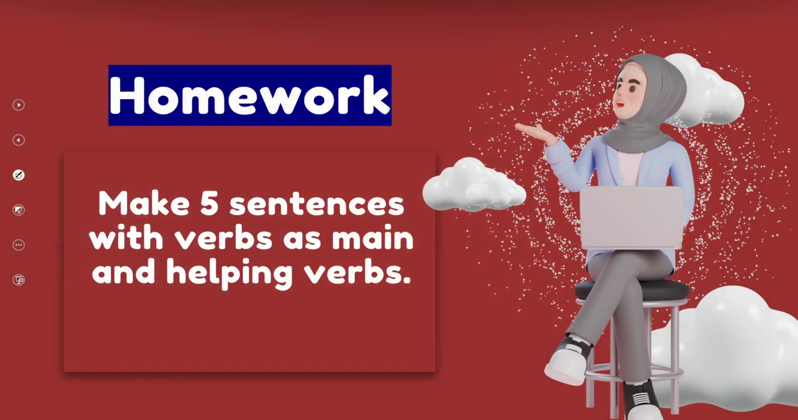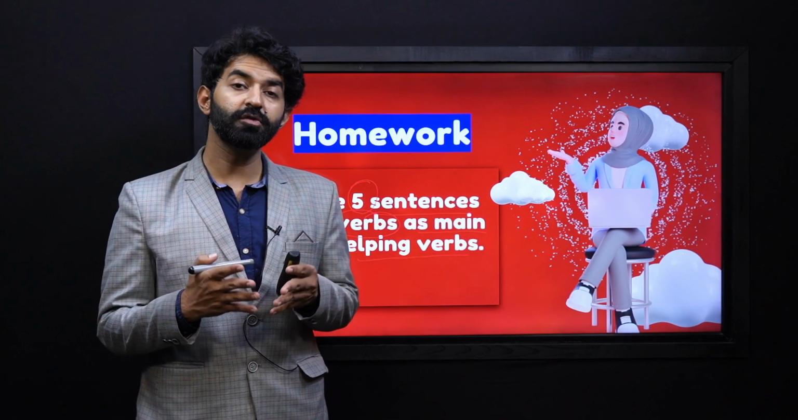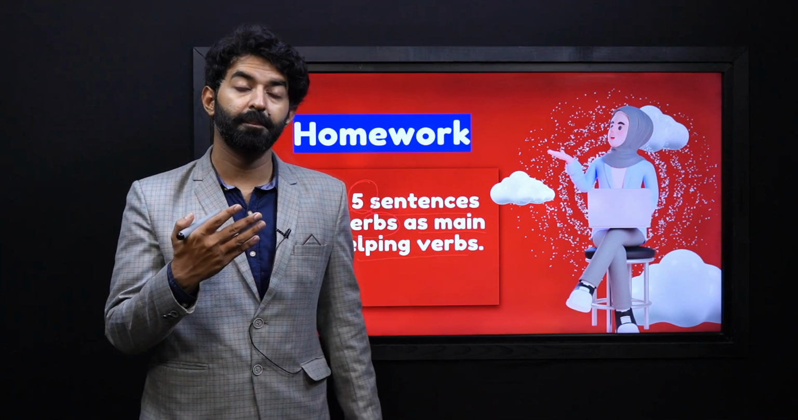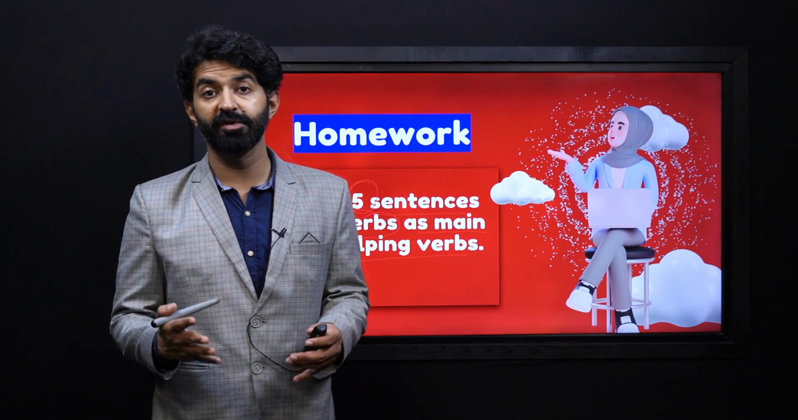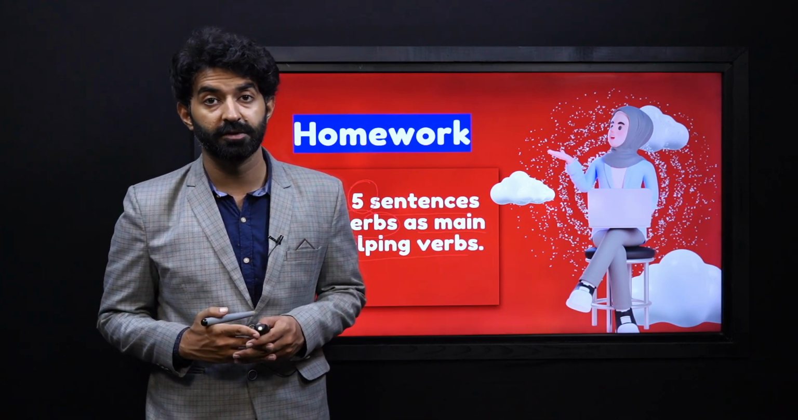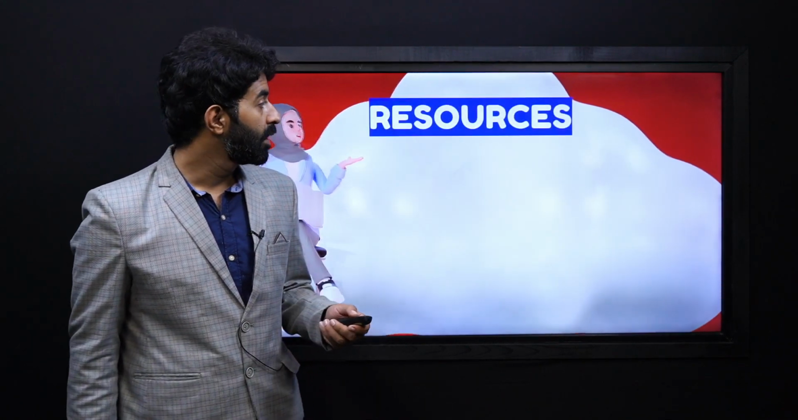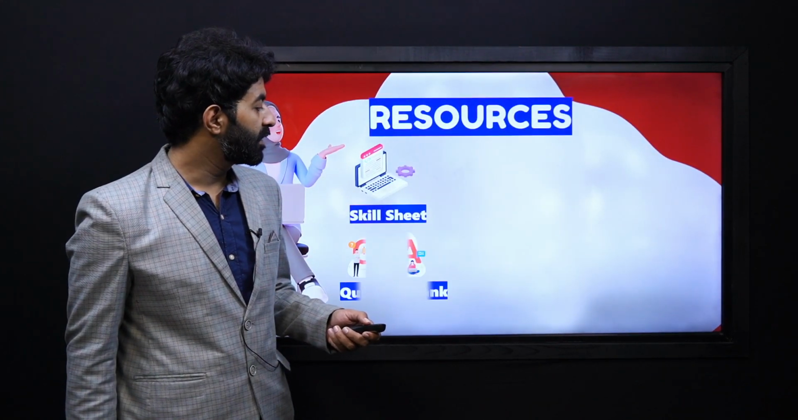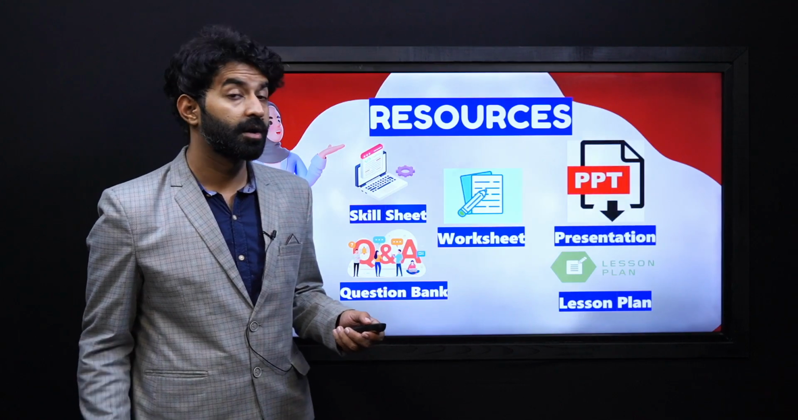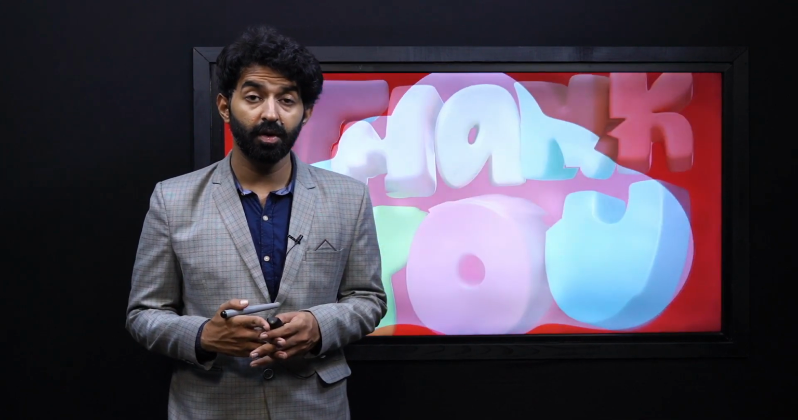Now, for the homework, you have to make 5 sentences with verbs as main and helping verbs. So, take some verbs and try to see if they are being used as both main and auxiliary verbs. Come up with 5 sentences at least. Now, we are here at the end with our resources. All these are available in the description of the video.